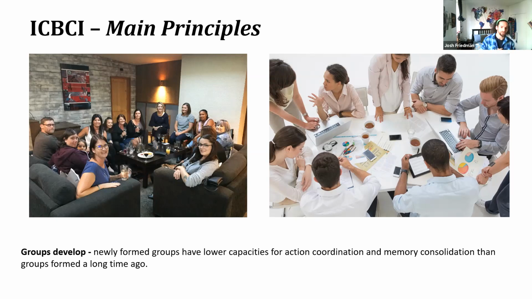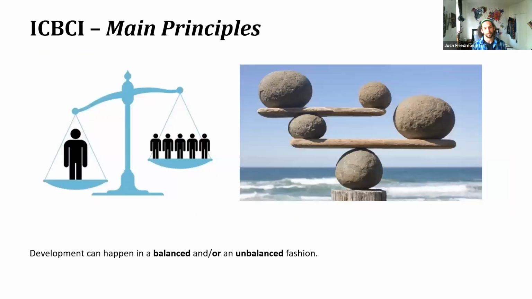So what do we know about social environments? Well, we know groups develop. Newly formed groups look one way, and more advanced groups, groups that have spent a lot of time together, groups that have solved a lot of problems together, look very different. So how do you get from the picture on the left to the picture on the right in the context of education? That's what we're going to talk about today.